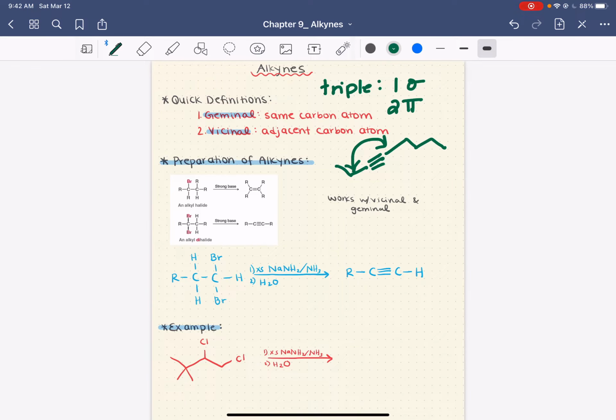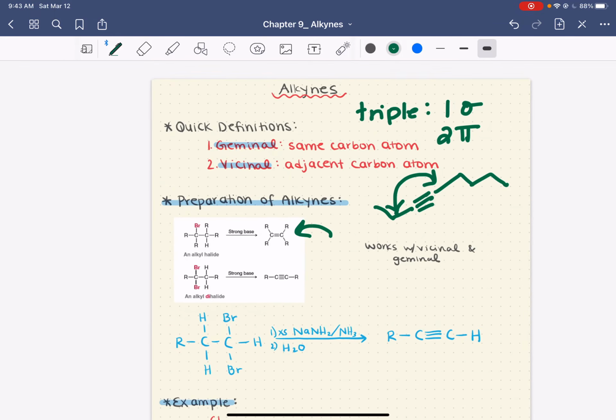Fantastic. Now, just as alkenes can be prepared from alkyl halides, remember, we covered this, you can prepare alkenes from that. Same thing for alkynes. Alkynes can be prepared from alkyl dihalides. This works with vicinal and geminal alkyl halides, but what does that mean, right? So let's stop and define those. These terms, vicinal and geminal, refer to the placement of halogens on carbons. That's very important.